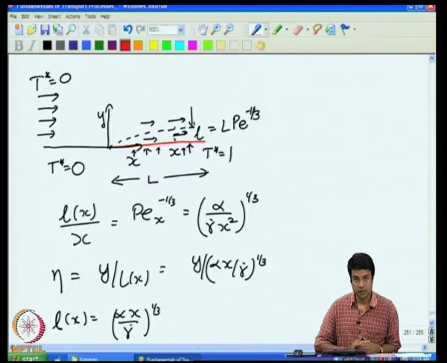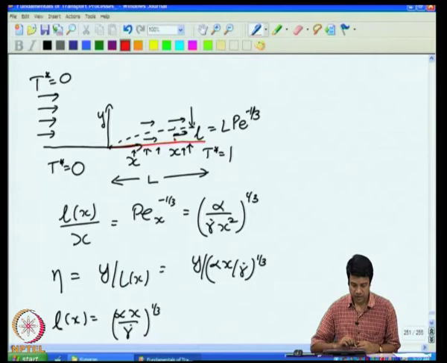I have neglected in this case streamwise diffusion. Therefore, whether the plate is of length L or of length 2L downstream of the location x, the boundary layer thickness, the temperature at that location cannot depend upon the total length L of the heated section. It should only depend upon the distance x from the beginning of the heated section.